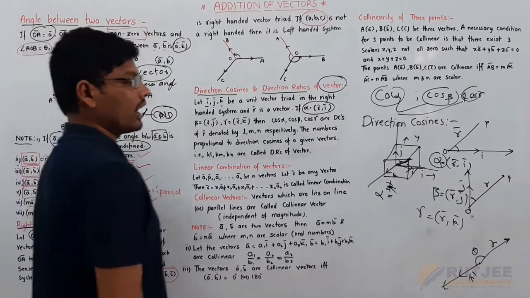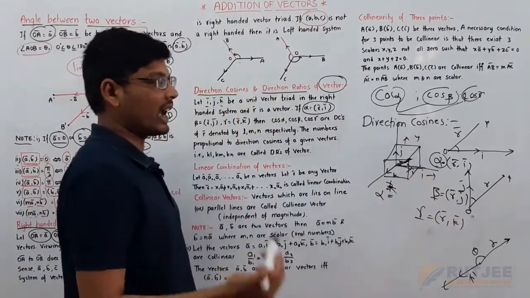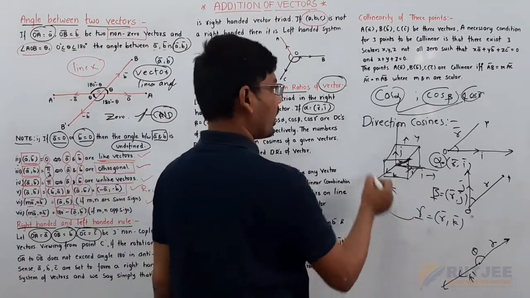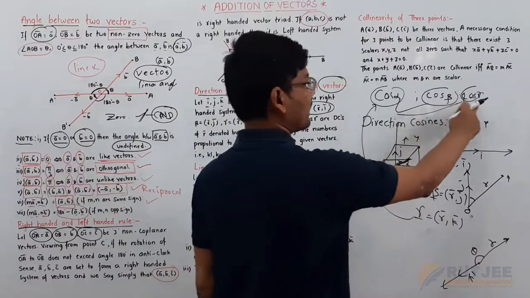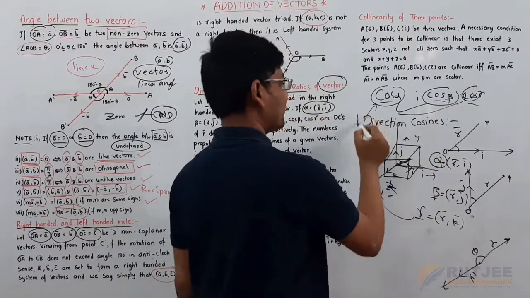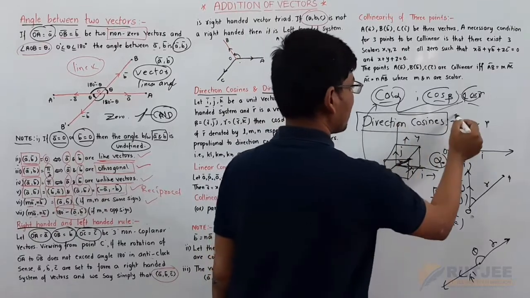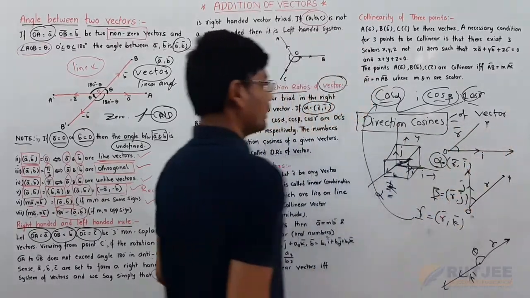So here we have three angles alpha, beta, gamma. If you apply cos to the three angles, what will happen? We get cos alpha, cos beta, cos gamma. These cos alpha, cos beta, cos gamma are nothing but the direction cosines of a vector.